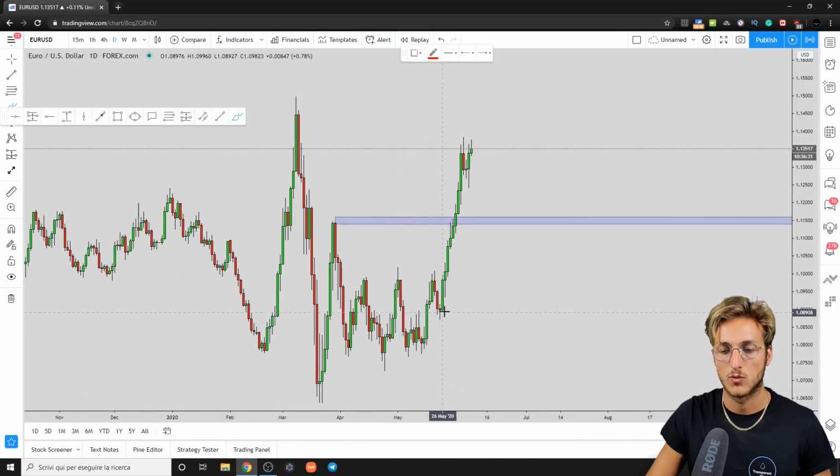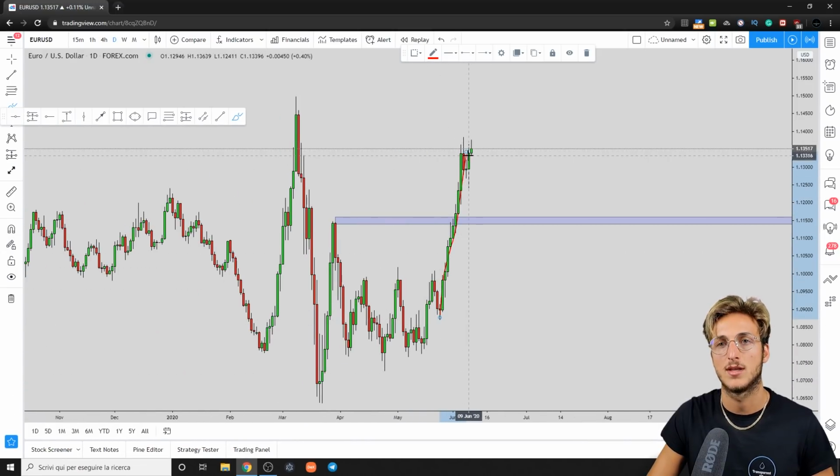Now, on the daily time frame, we clearly see that the market has created a strong impulse to the upside, and after an impulse, what do you want to see? You want to see the market make a retracement, right?